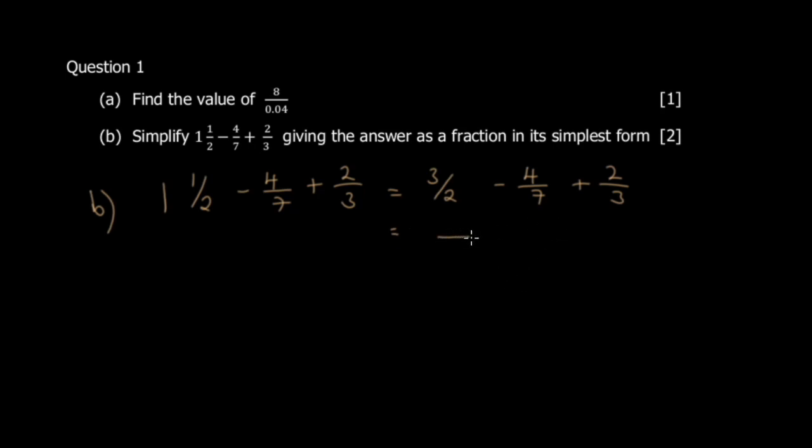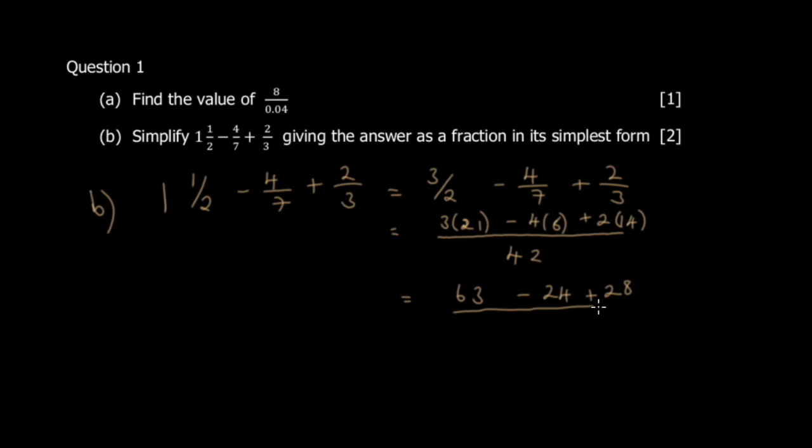And we have to find the common denominator. The common denominator is the lowest common multiple. For 2, 7, and 3, they don't have any shared factors, so you just multiply all of them to get the lowest common multiple, which is 42. 2 into 42, you get 21, so 21 by 3 on this part. 7 into 42, you get 6, so 6 by 4 on this part. 3 into 42, you get 14, so 14 by 2 on this part. So here you get 63 minus 24 plus 28 divided by 42.